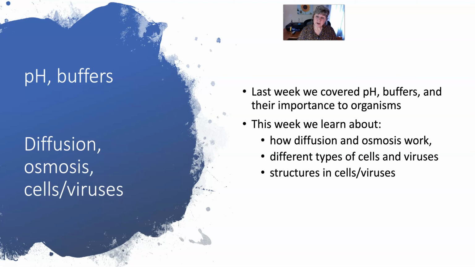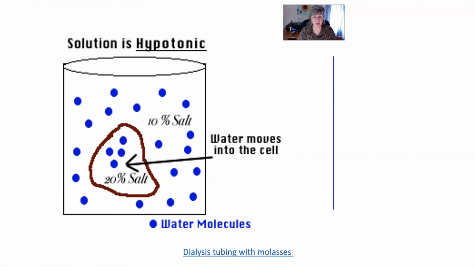This week we're going to learn about diffusion and osmosis and how they work. We're going to learn about different types of cells and viruses and structures in cells and viruses. So let's talk about diffusion and osmosis for a minute.